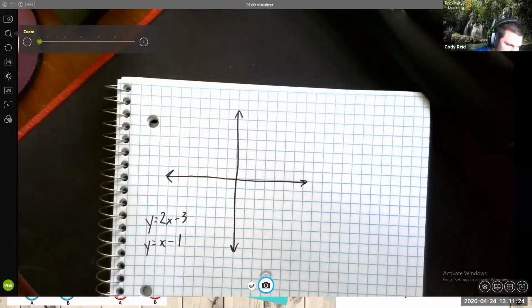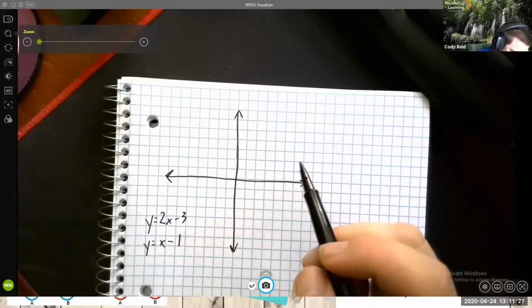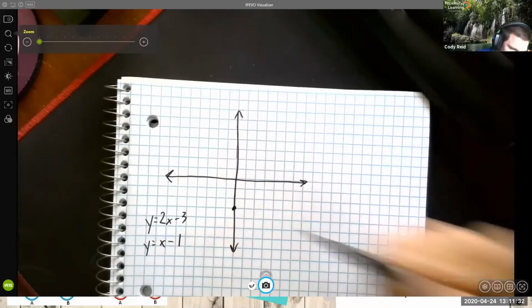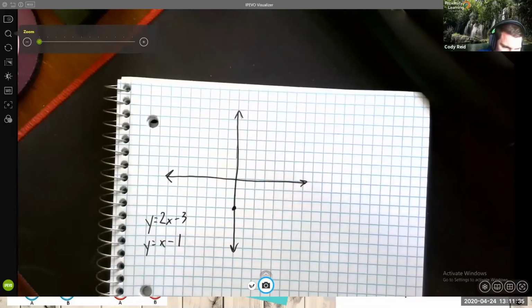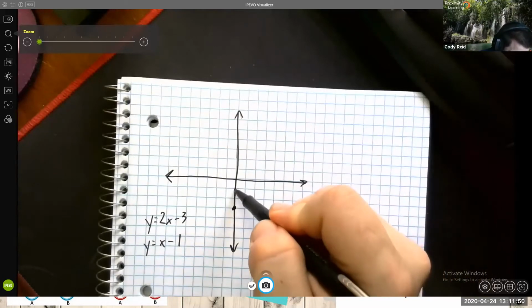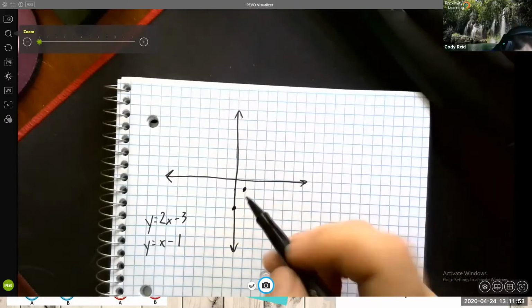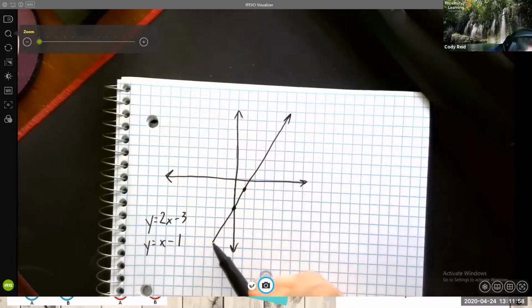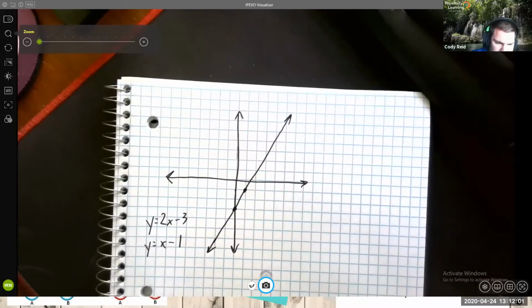Okay, so for 2x minus 3, the y-intercept is negative 3. So 1, 2, 3. I'll put a dot right there. And for the slope, it's 2x, so 2 over 1. Because remember, for slope, it's rise over run. So it's either go up or down first, then left or right. So I'm going to go up 2 because it's positive 2. So up 2 over to the right 1. I'm going to draw that line. Okay, so that's 2x minus 3.